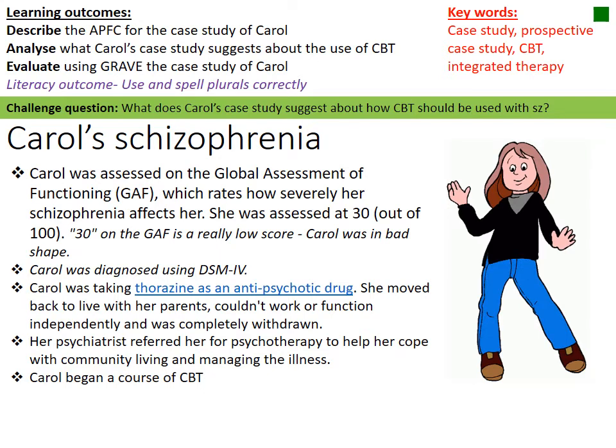Carol was assessed on a global assessment of functioning, which is a GAF scale, which rates how severely the schizophrenia affects her everyday life. Now, she was assessed as 30 out of 100, but 30 is a really low score on the GAF scale. It means that Carol really wasn't in a good place. Carol was diagnosed using the DSM-4, and she was taking thorazine as an antipsychotic drug. She moved back to live with her parents from university because she couldn't work or function independently, and she became completely withdrawn. Her psychiatrist referred her to psychotherapy to help her cope with community living and manage the illness, and therefore Carol began a course of CBT.